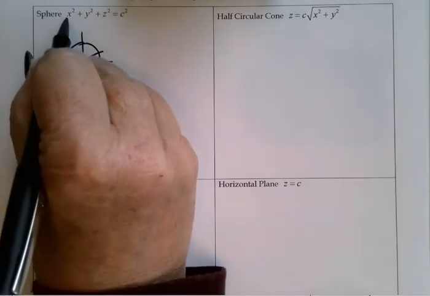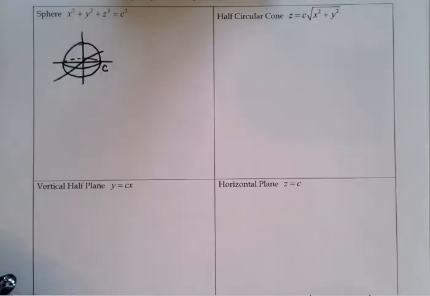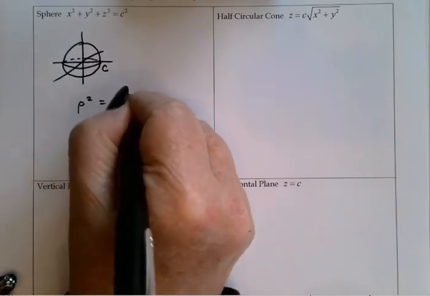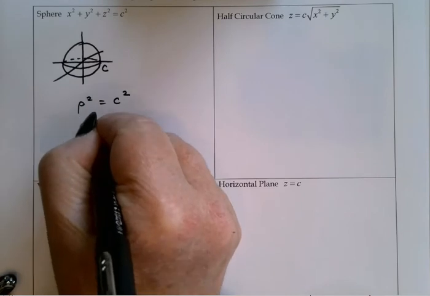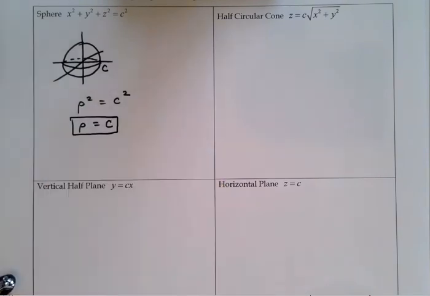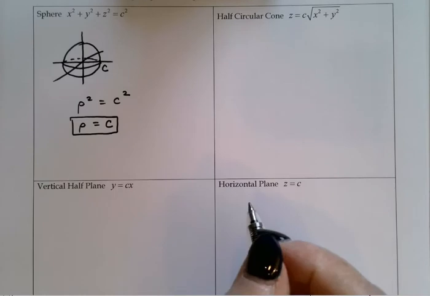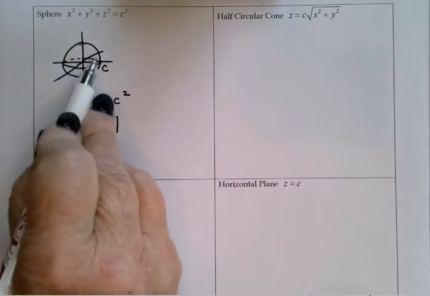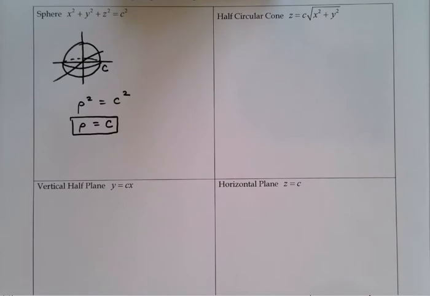With spherical coordinates, the whole left-hand side of this equation is just rho squared. So the equation of this sphere is rho equals c. If you think about that one, it makes a lot of sense. Remember, rho was the distance from the origin to the point, and every single point on the sphere is the same distance from the origin. So rho is going to be constant.